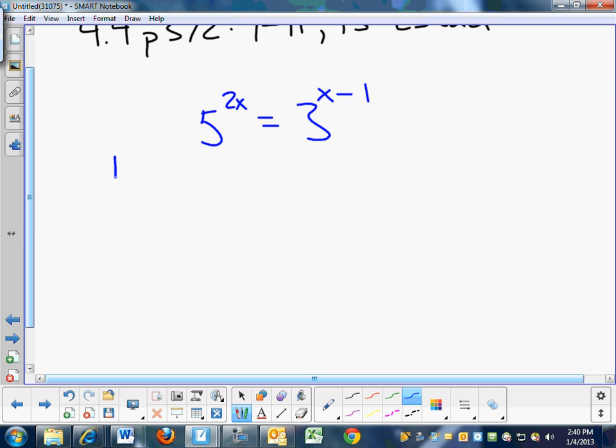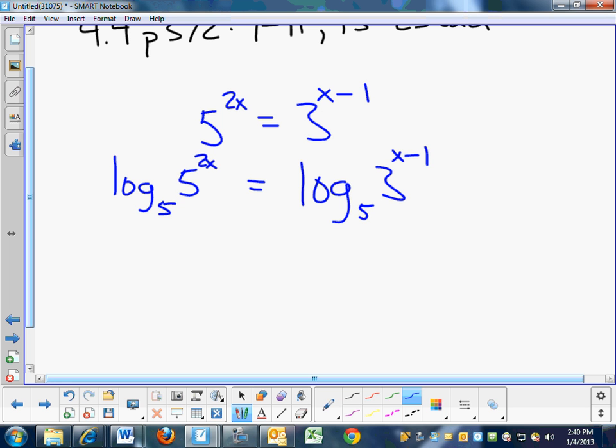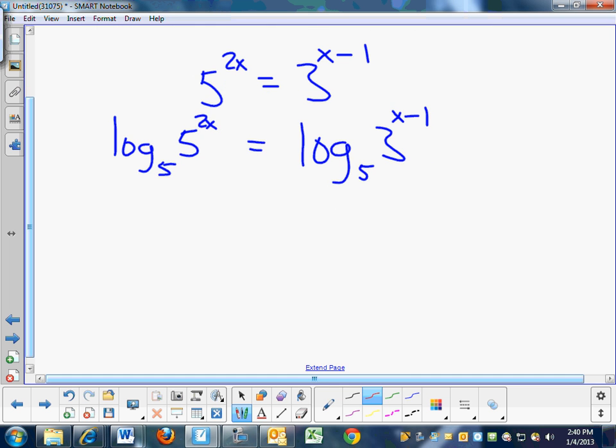We'll do log base 5 of 5 to the 2x is equal to log base 5 of 3 to the x minus 1. Now, what happens to the left side? You cancel that off and you're left with 2x. No, I'm just making up an example to help you for your assignment, okay? So this is an example. Okay, this one, do the 5 and the 3 cancel off?